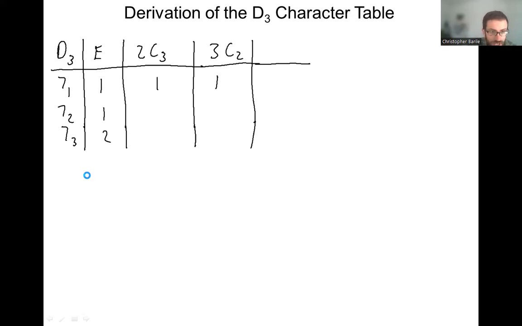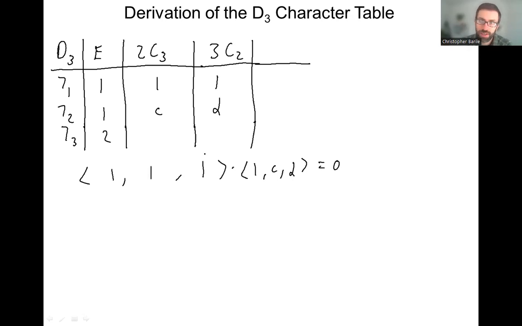Our first vector, using vector notation, is 1, 1, 1, that's gamma 1. And the dot product, I'll call these C and D, of 1, comma, C, comma, D, which we're trying to figure out, between these two vectors must be equal to 0. That's what the orthogonality principle tells us. All the different combinations of the dot products must be equal to 0. But there's an added complication here for these dot products. We have to normalize or adjust for the number of symmetry operations in each class.